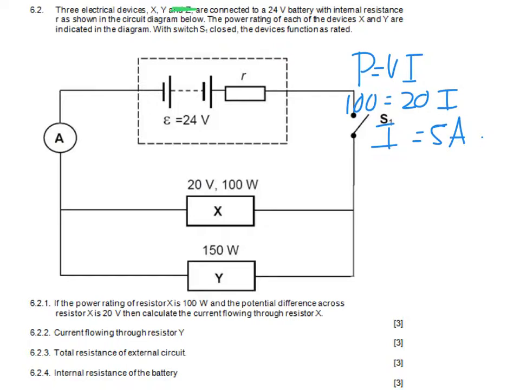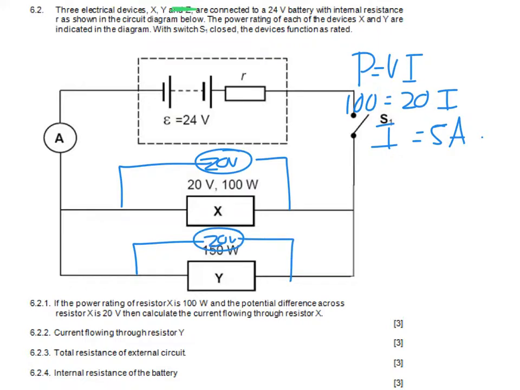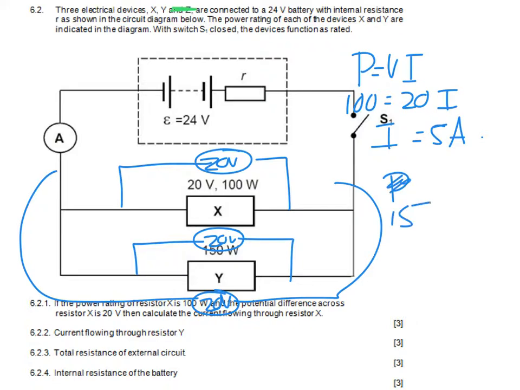Now, if 20 volts is on this branch of the network, then that means that 20 volts must be on this branch, because the entire branch must be 20 volts as well. So we can say power is equal to, 150 is equal to 20I, and therefore I turns out to be 7,5 amps. What is the total resistance of the external circuit?